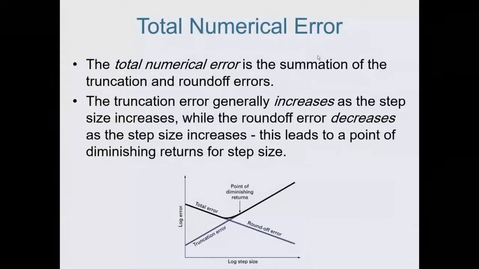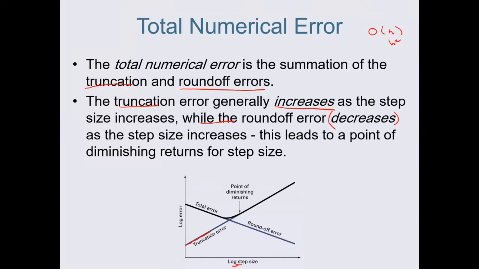The total numerical error that we have in any calculation or any computation is the sum of the truncation error and the round off error. The truncation error generally increases as the step size increases, as we have seen here. That's either of the order of h or h square or whatever power of h. If we increase the step size, the error is going to increase. So we can see here the truncation error: as the step size increases, truncation error increases, while the round off error decreases as the step size increases.